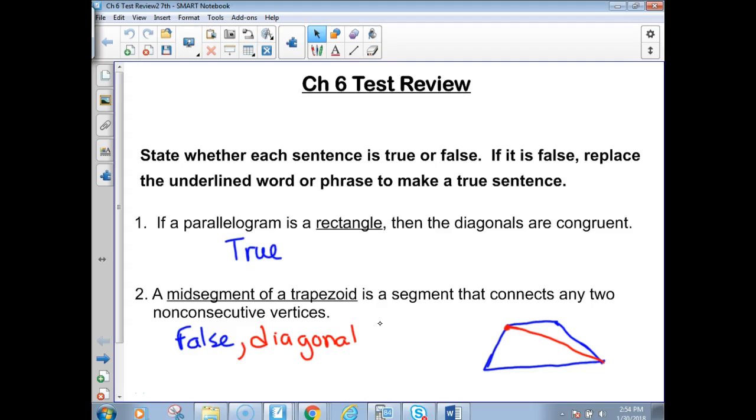Oh, I don't understand why that's not on my screen up there. So maybe I hit the wrong button.